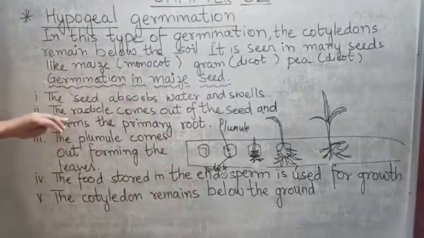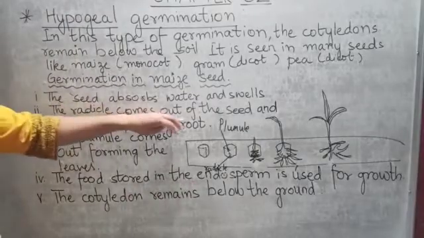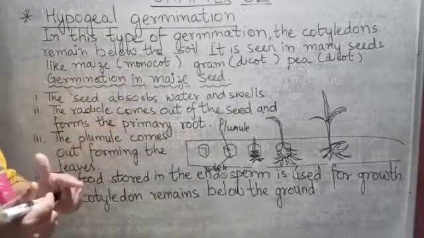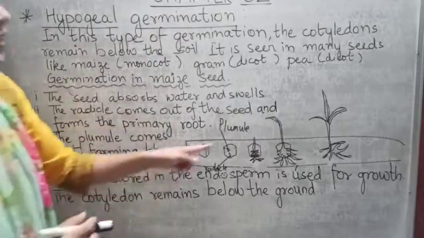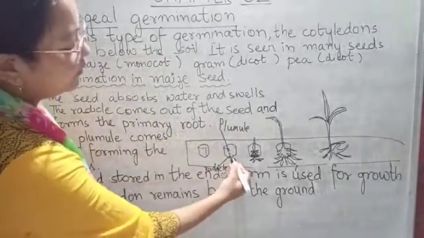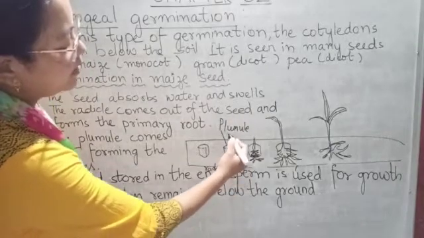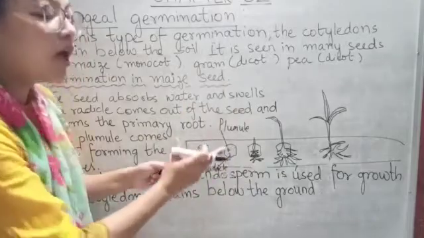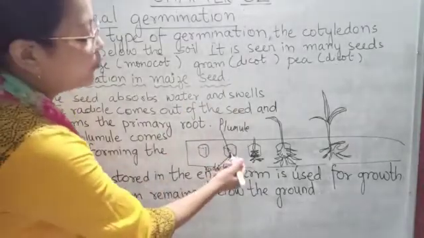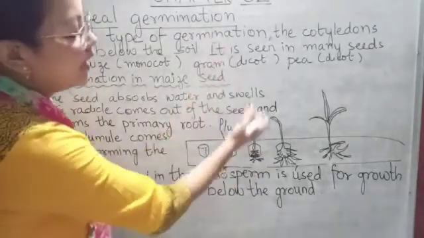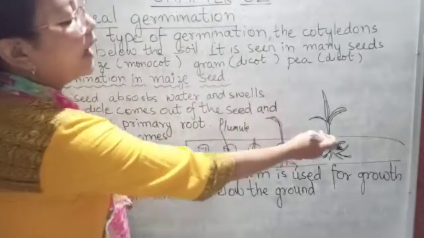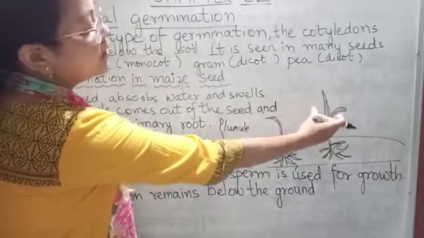Now secondly, the radicle comes out of the seed and forms the primary root. Now you can see here that the lower portion is the radicle and the upper one is the plumule. The radicle grows downwards and forms the root system, and the plumule grows straight upwards above the soil and forms leaves.